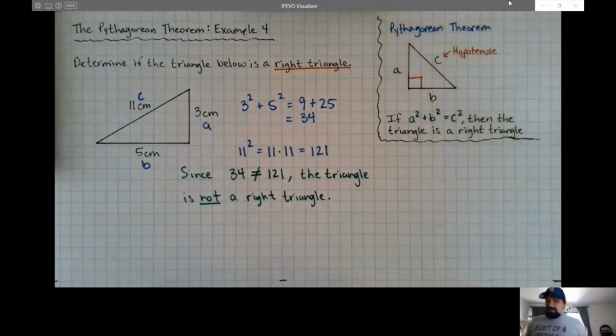However, I want you guys to notice that it was drawn to look like a right triangle. Some of these problems, if they're asking you to find out if it is a right triangle, will try to deceive you and trick you by making things look how they are not. So please be careful of that.